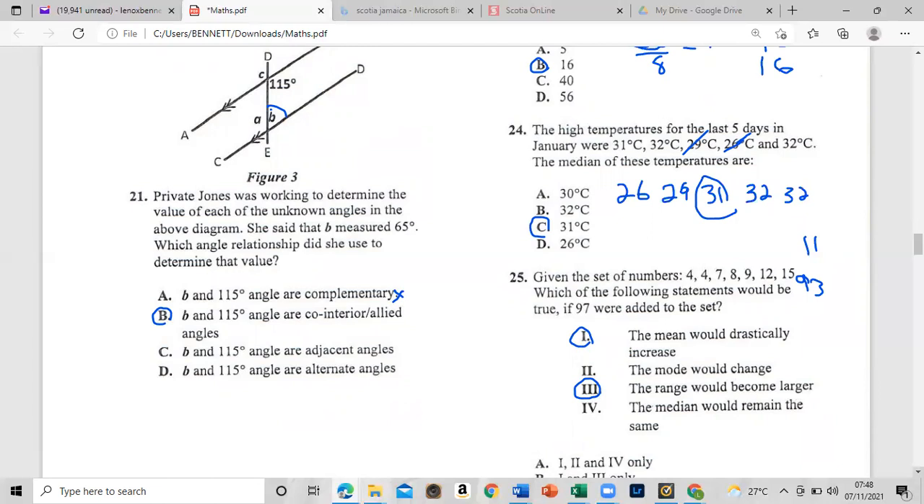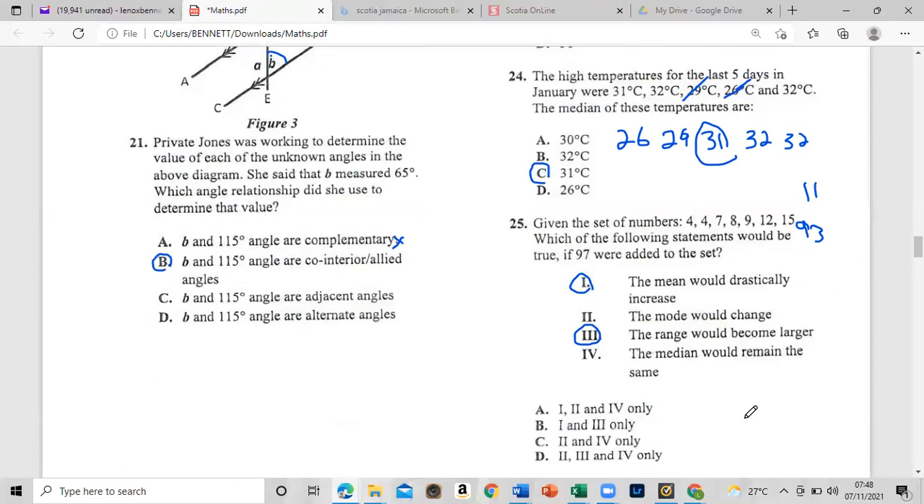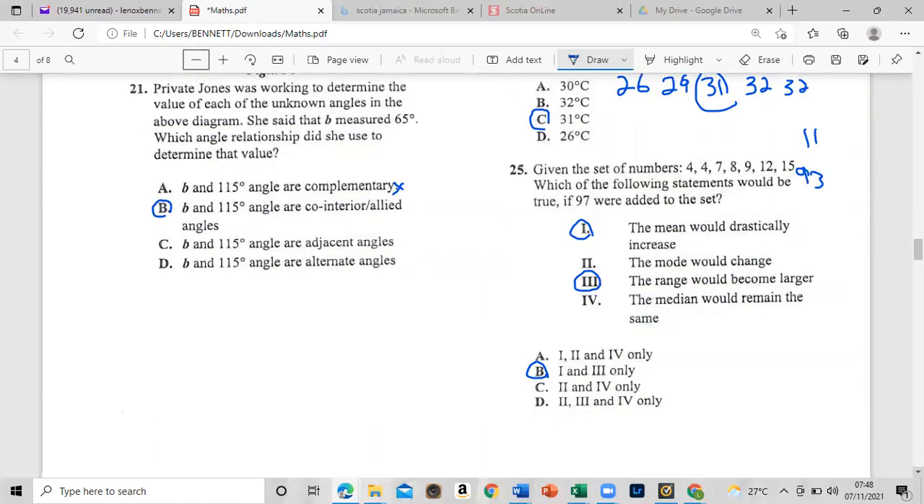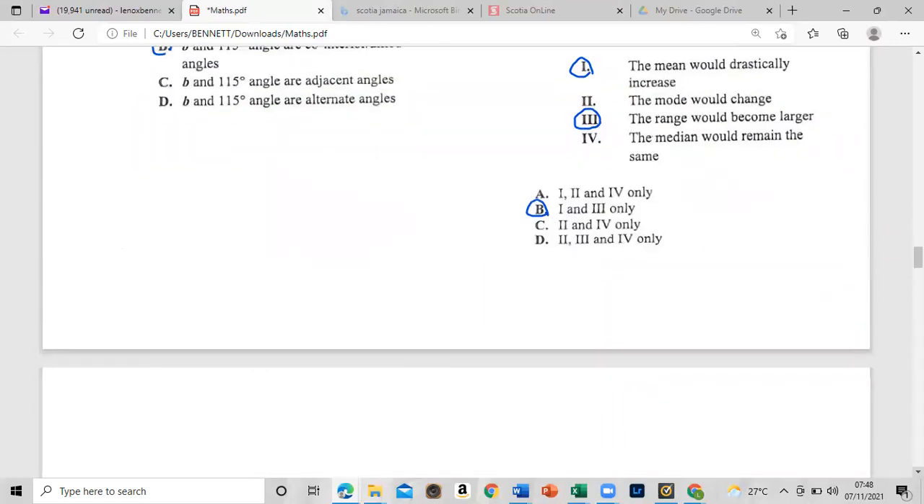Let me see. Median will remain the same? No, the median can't be the same. The middle number can't be the same. All right? So this will be 1 and 3 only.